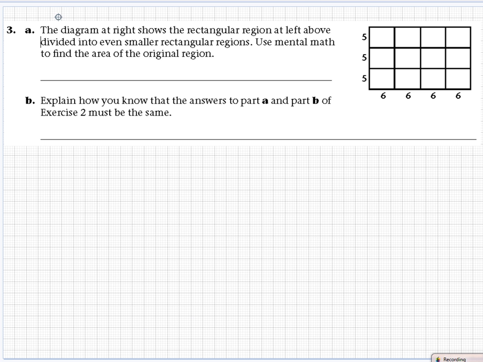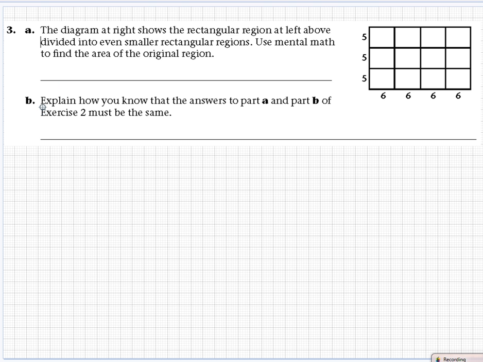Here we go. Just a short, quick little example. They want you to subdivide each region into smaller rectangular regions so you can find the area mentally. We're using mental math here, and that's the whole purpose of this. This gets you to think about the distributive property. Now, that will be reinforced in class tomorrow.